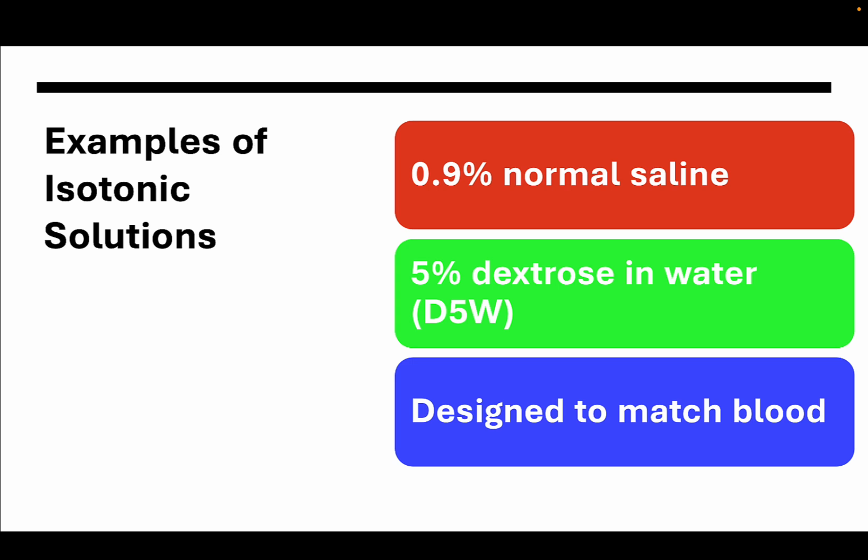0.9% normal saline, 5% dextrose in water. The idea is that this is designed to match blood, and if this is to be given to a patient in an IV, I would say the majority of the time something that's isotonic is what is desired.